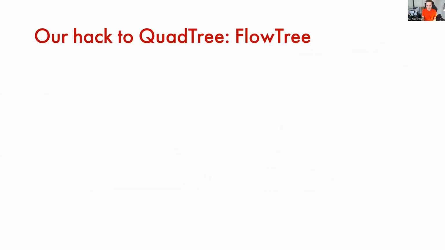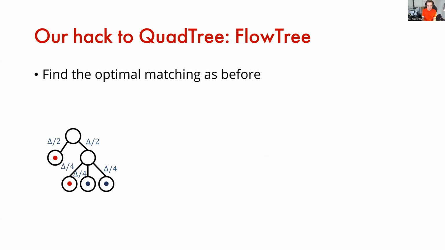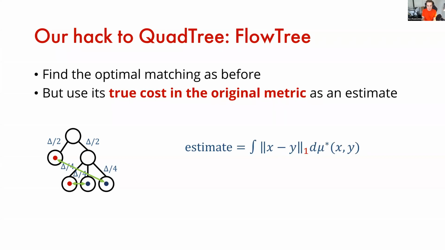So let me tell you what we bring to the table. What's our improvement upon QuadTree? The improvement is almost trivial. When we thought of it, I couldn't believe that no one did it before. So the idea is we find the optimal matching as before, so we do the bottom-up greedy. But now, instead of computing the cost of this matching in the tree metric, let's compute the true cost of this matching in the original metric.